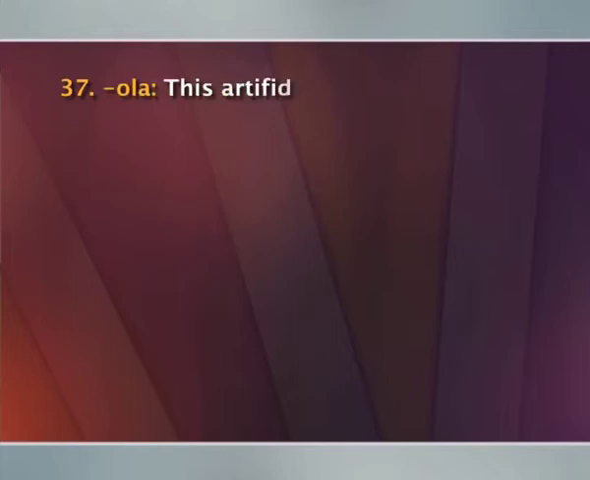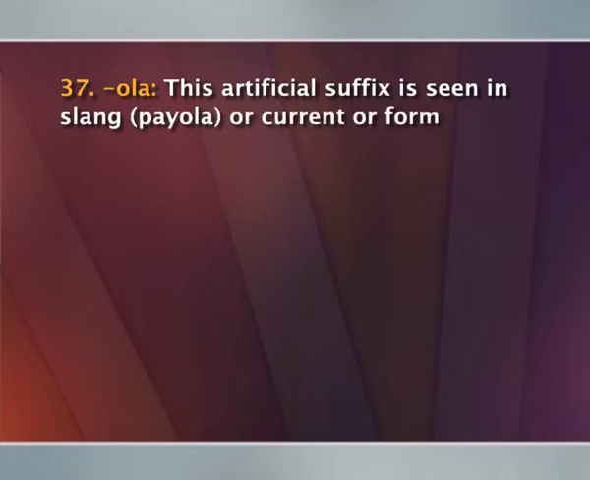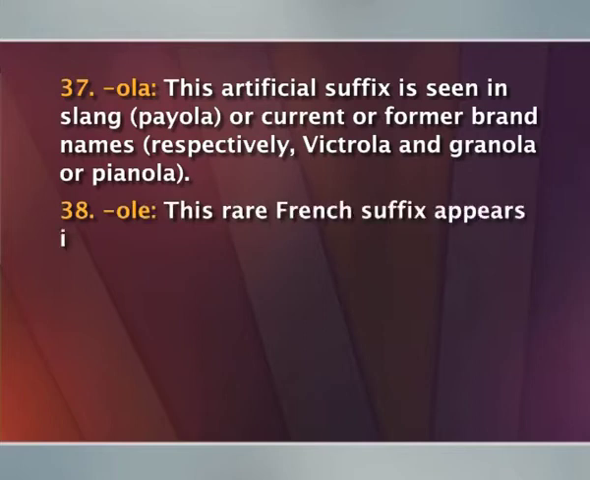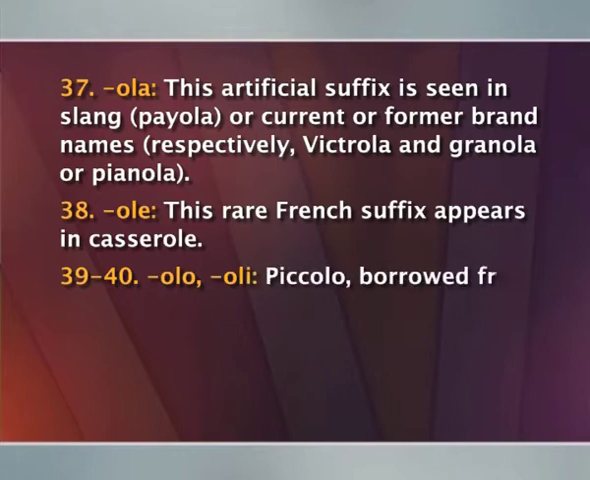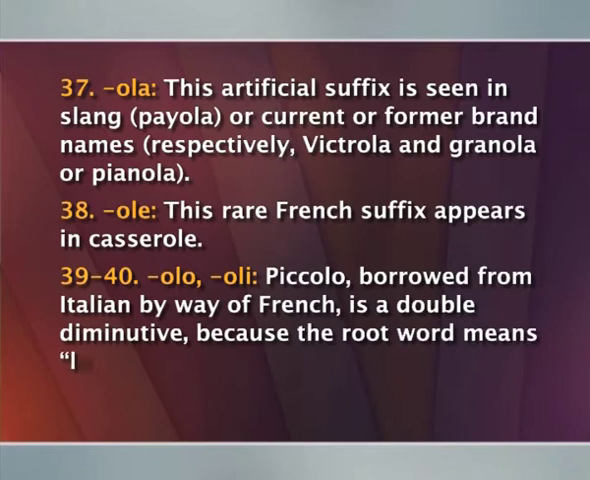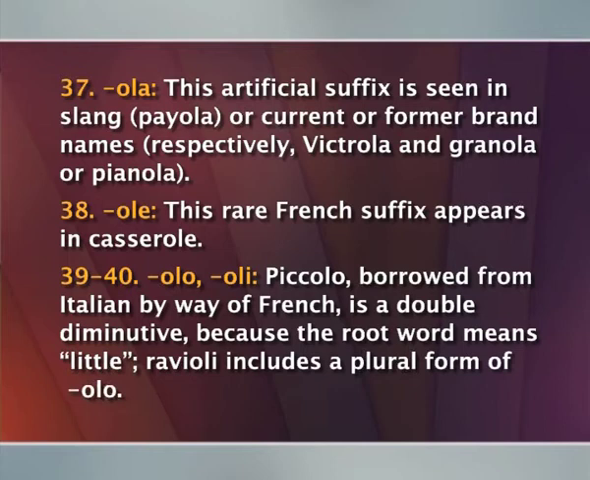37th, ola. This artificial suffix is seen in slang, payola, or current or former brand names, respectively Victrola and granola or pianola. 38th, ole. This rare French suffix appears in casserole. 39th and 40th, olo and oli, that is oli. Piccolo, borrowed from Italian by way of French, is a double diminutive because the root word means little. Ravioli includes a plural form of olo.